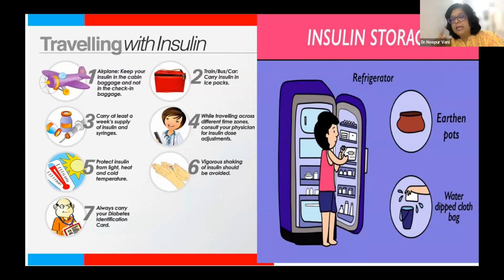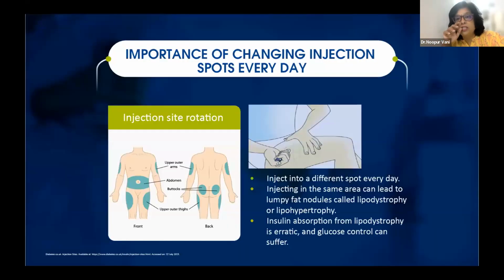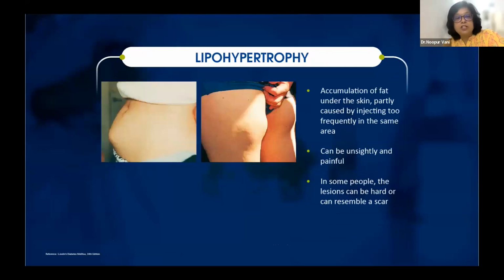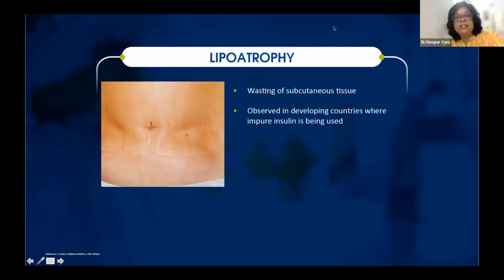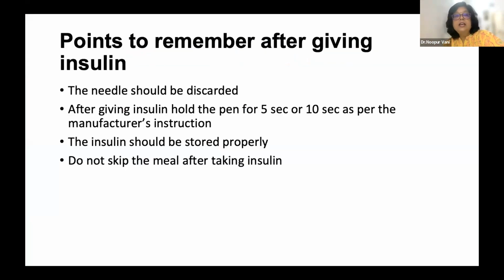Water should be there up to the neck of the vial. And of course, if the patient does not have that also, a water dipped cloth bag can be taken, and they work very well with those patients who do not have refrigerators at home. Now, this is the picture I was thinking of showing to you. Lipohypertrophy. We can see here the insulin, if it is inserted again and again, it does not seem to work. It gets black. And this is lipoatrophy also, that is wasting of subcutaneous tissue.